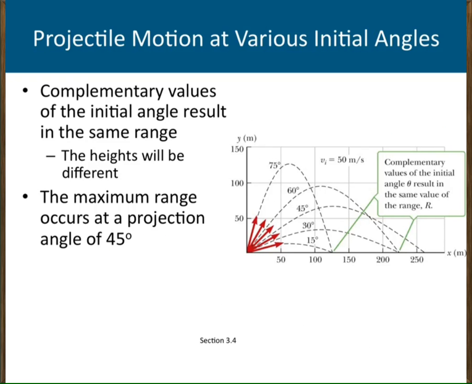So the immediate consequence of this expression is, if I fix my initial speed, okay, and let's say in the first I choose a 30 degrees angle, the range is somewhere here, as you see. If I change my angle to 60 degrees, then it will land on the same position, because sine of 2 times 30 is equal to sine of 2 times 60, right?